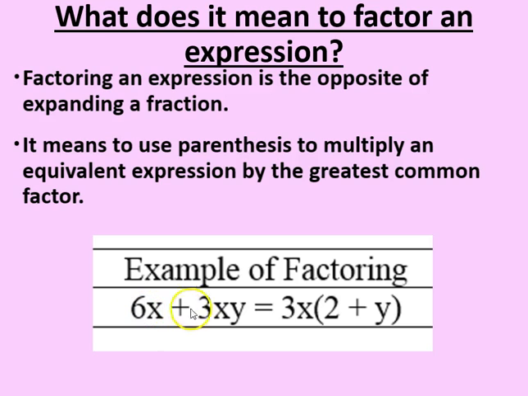As you can see, both 6 and 3 could divide by 3. Both of these expressions have an x, so they could both be divided by 3x. If you take 6x and you divide by 3x, 6 divided by 3 is 2. X divided by x, remember, any number divided by itself is 1. 2 times 1 is 2. Likewise, 3xy can be divided by 3x. 3 divided by 3 is 1, x divided by x is 1, 1 times y is just y. So you can see that after you divide, that's what's left inside the parentheses.